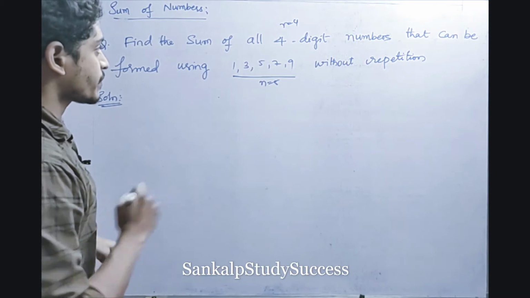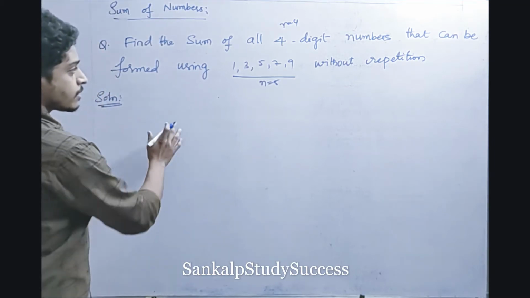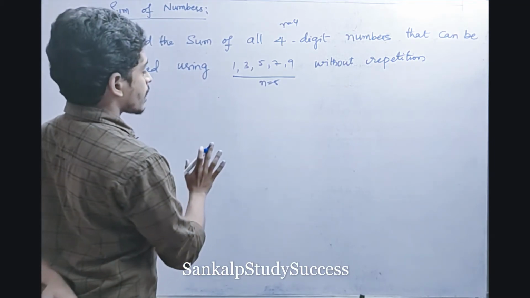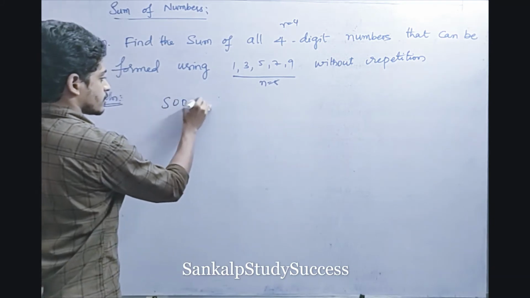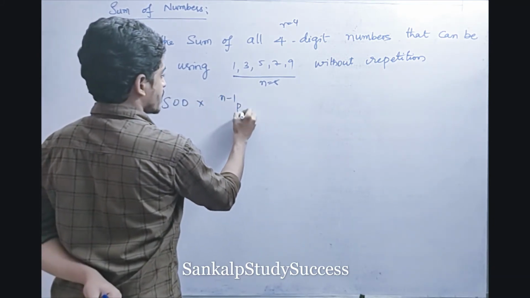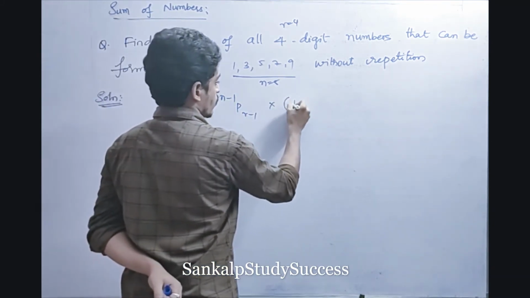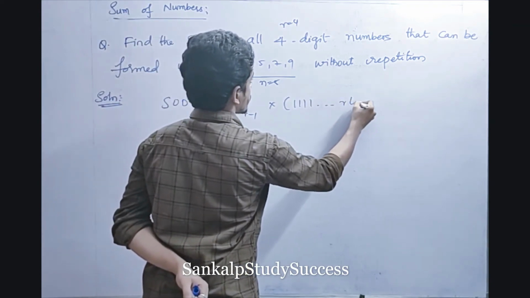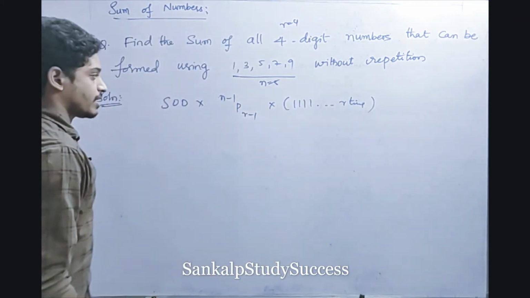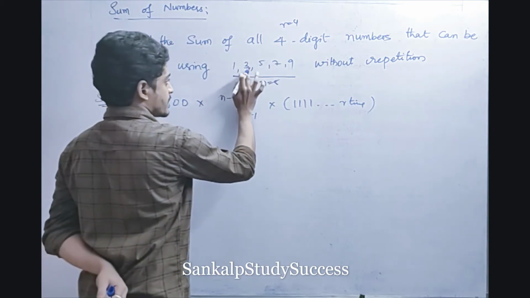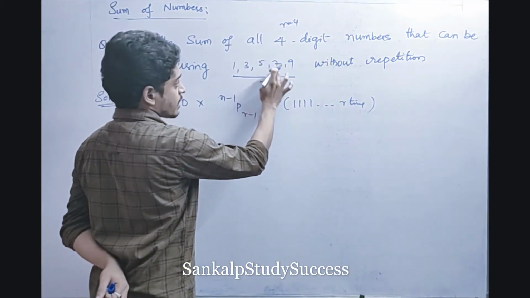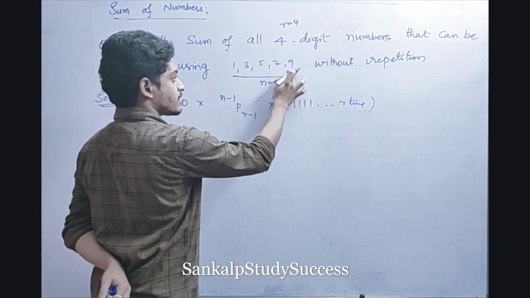So without repetition, the formula is: sum of digits into (n minus 1) P (r minus 1) into 1 repeated r times, right? Fine, this is the formula. What is the sum of the digits? 1 plus 3 is 4, plus 9 is... 4 plus 5 is 9, 9 plus 7 is 16, 16 plus 9 is 25.